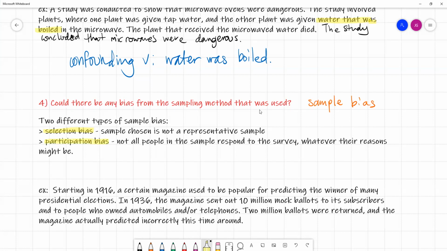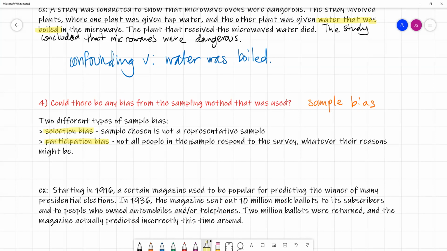And then the other type of bias is participation bias. Not all people in the sample respond to the survey, whatever the reasons might be. This is more affecting observational studies, where you can give a survey, and the survey is pretty much optional, like you're not holding them to fill out the survey, it's not a requirement. It's more of a, hey, fill this out if you have time. That is what leads to participation bias.